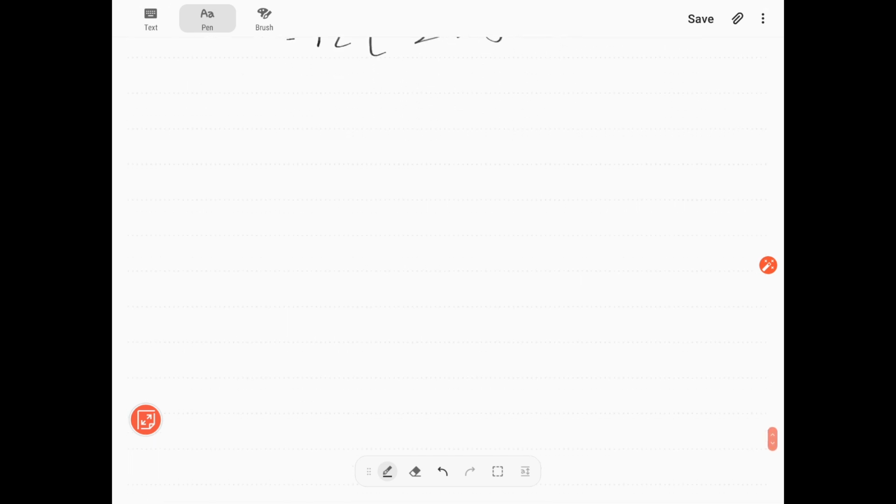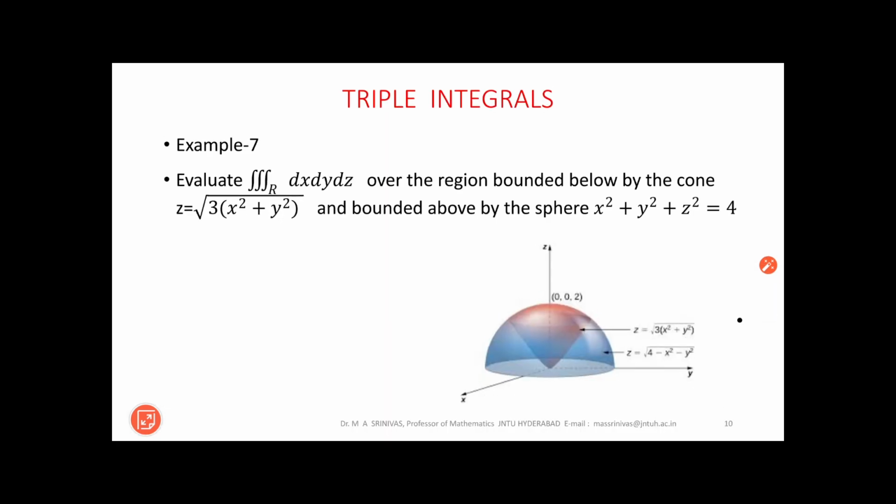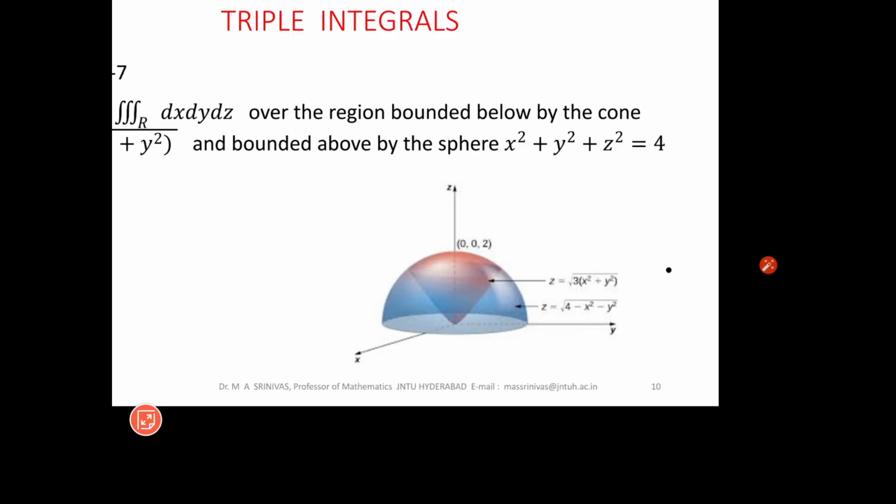Okay, for this problem, as I explained just now to you, the lower limit will be root over 3 times x square plus y square, and the upper limit will be root over 4 minus x square minus y square. And the boundary, what is the domain here? If I take the projection of this, that means if I press it, this will come down to here, and this will come down to here, and you will have some circle here. Only in the circular region, this projection will be there.